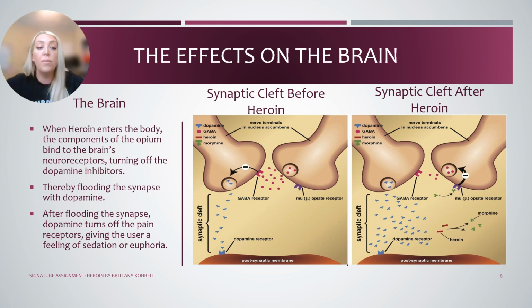And this is turning off the pain receptors, giving the user of this drug a sedation or euphoria type feel. So this is how it affects the brain by flooding the synapse and shutting off any pain receptors, also preventing dopamine inhibitors, which would shut off the process of dopamine flooding into the synaptic cleft.